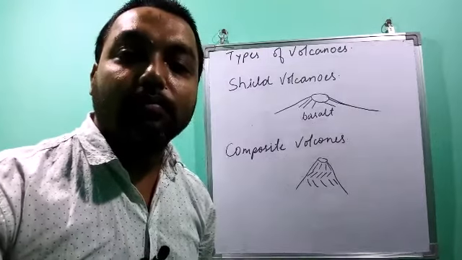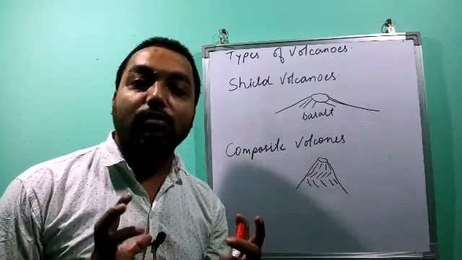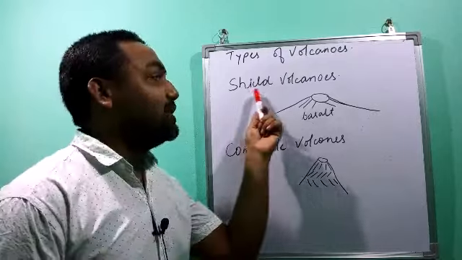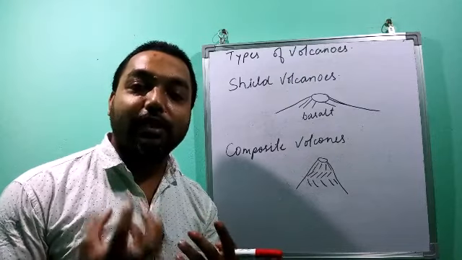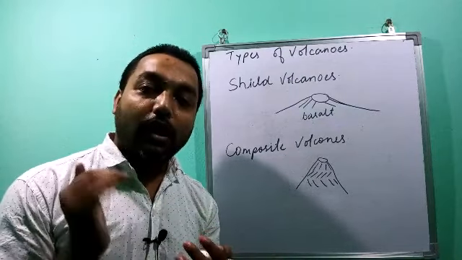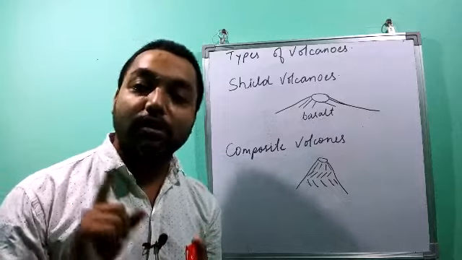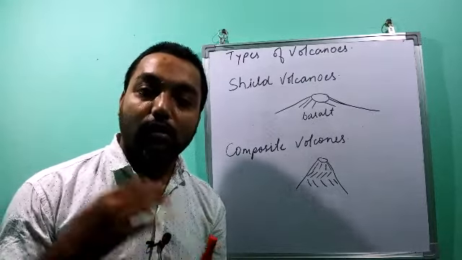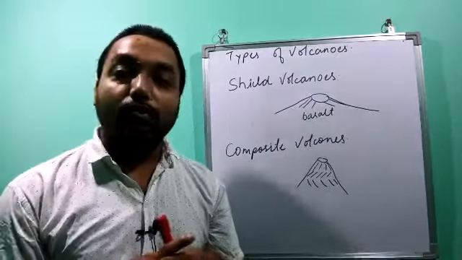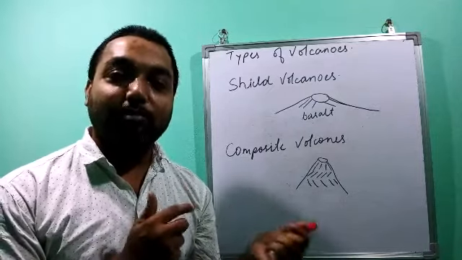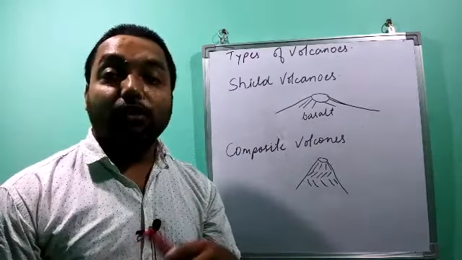Next topic is the types of volcanoes. Volcanoes are divided based on how they erupt. First we should know that a volcano that has erupted in the recent past is known as an active volcano, and a volcano that has not erupted for a very long time is known as a dormant or extinct volcano. Dormant means it is of no use. So active volcanoes are those which have erupted in the recent past, but this classification is based on the shape of the volcano. Based on the shape, first is the shield volcano.